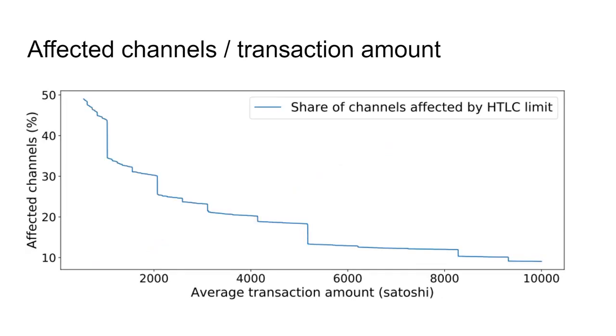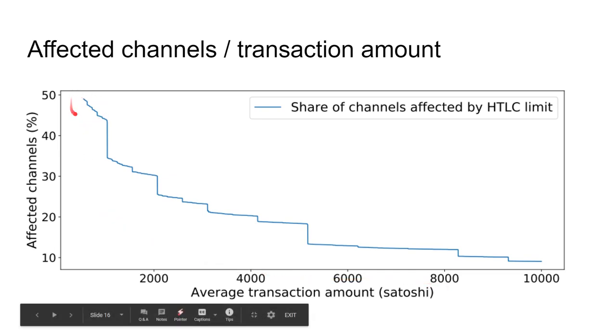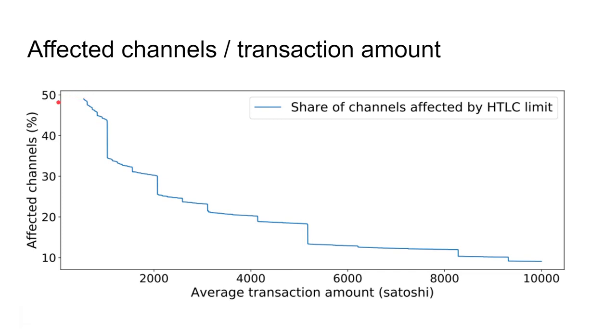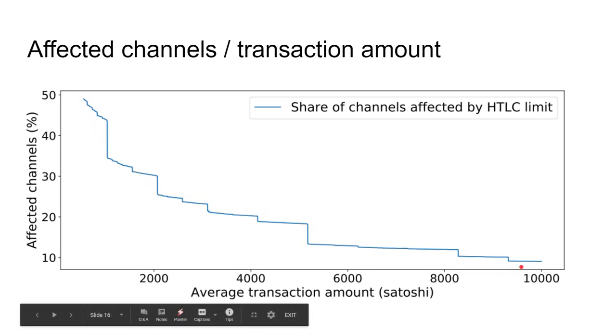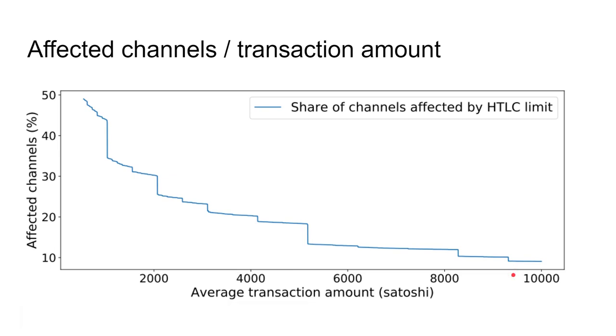We also calculate the share of affected channels, and we see that for an average transaction amount which is very close to the dust limit, nearly 50% of the channels are affected. This means that half of the Lightning Network channels are less effective than they could have been if not for this limit. And this percentage of affected channels drops until it reaches around 10%. So for an average transaction amount of around 10,000 satoshis, still around 10% of channels can be underutilized due to this issue.